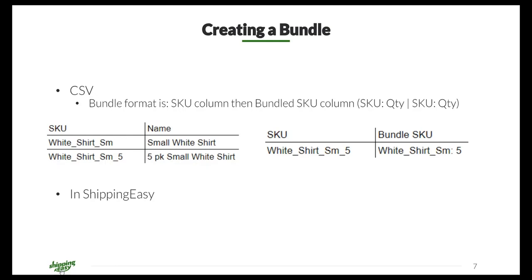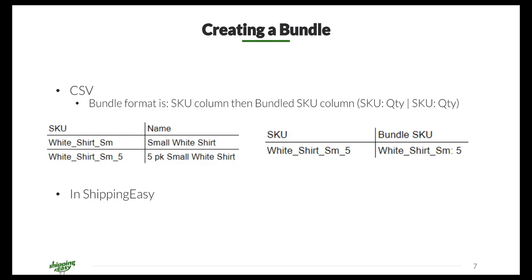The bundle column is where you will list the component items and exactly how many of each component item will be included in the bundle. The formatting for this is SKU: space quantity space pipeline SKU: space quantity, and so on. If you're only going to be listing one component item, then you'll want to just make sure you have SKU: space quantity.